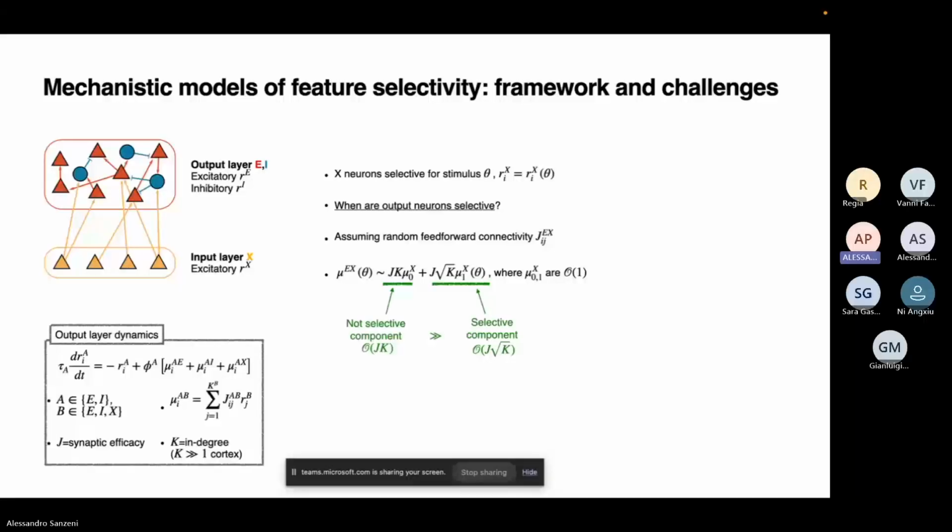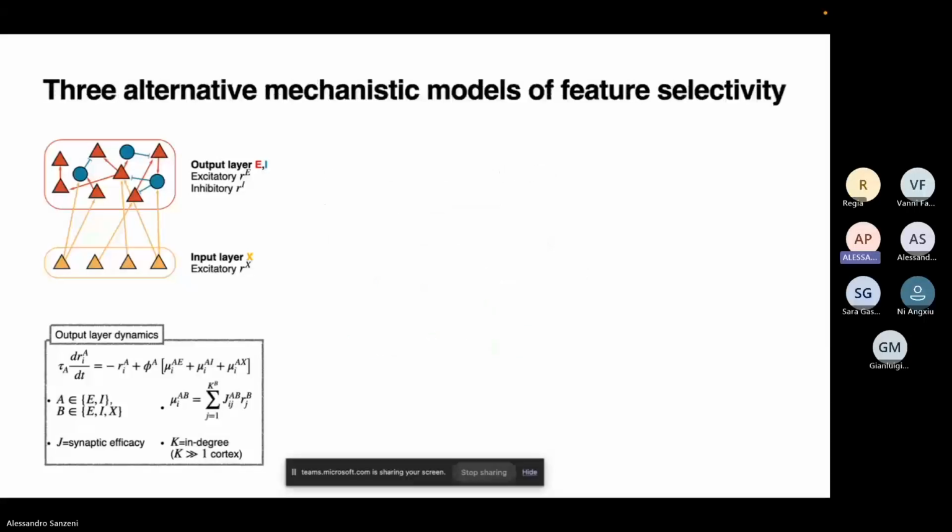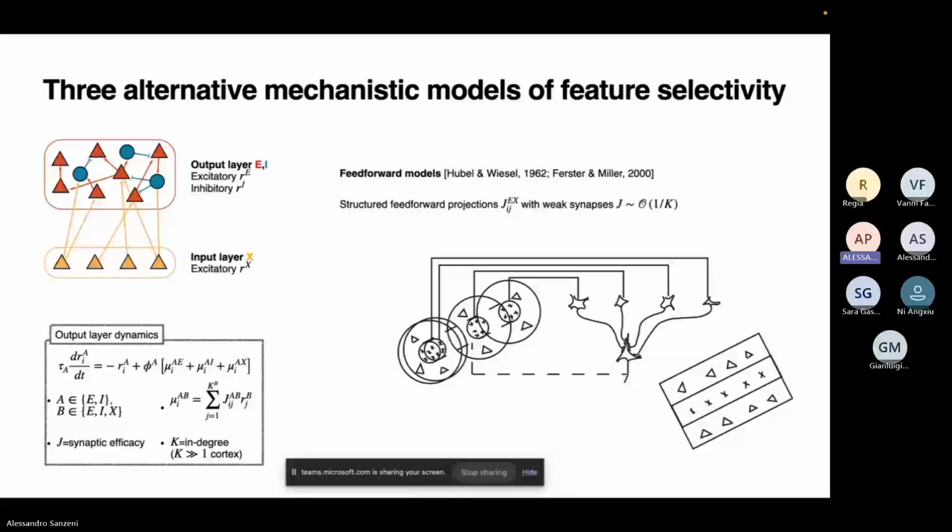Of course people have thought about it, and I'll show you three different solutions that have been proposed. One solution uses a feed-forward model. That basically says the projections from here to here are not random, but structured. So for instance, a neuron here will receive inputs only from a specific subset of neurons in the input layer. This is what is done, for instance, in the Hubel and Wiesel model of simple cells in V1. The other assumption in this model is that synapses are weak, which means that they are of order 1 over K. If you make this assumption, then the feed-forward input here is of order 1 and selective.